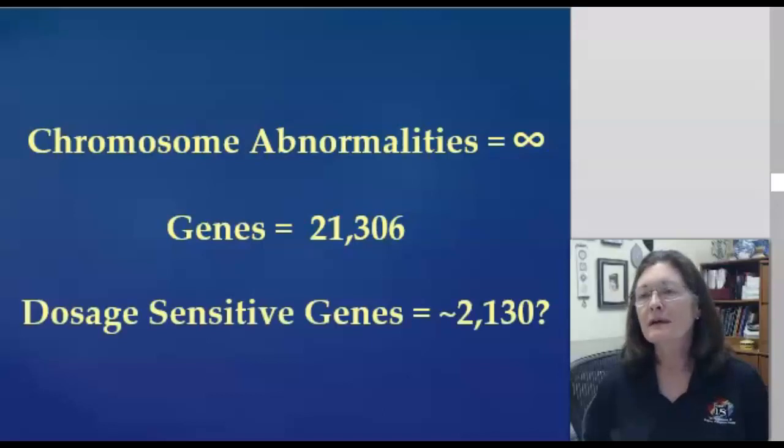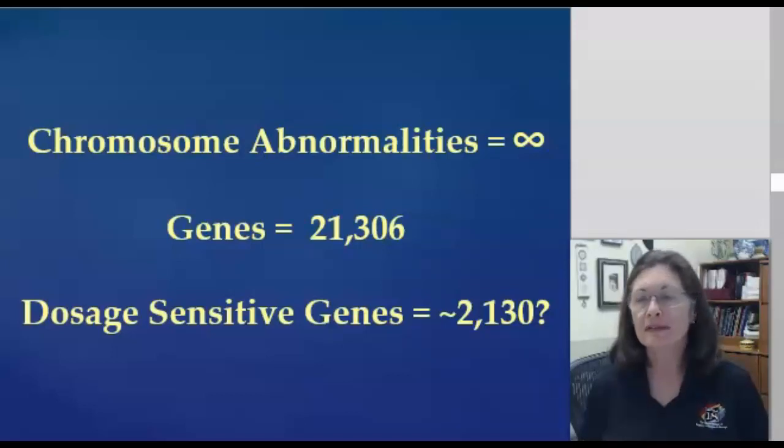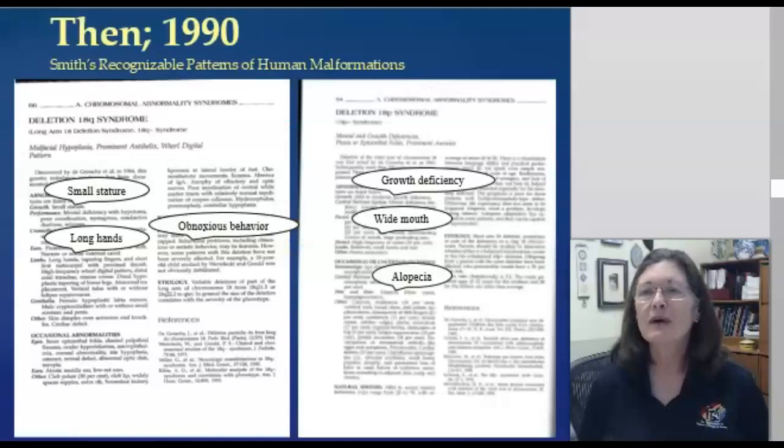And as you've seen in some of the previous videos, we think only 10% of all the genes actually have an impact when you have one copy instead of two, or you have 3 instead of 2, or 4 instead of 2. That means in the whole genome we're really talking about only 2,000 genes. That's not quite as impossible sounding. In fact, it's quite doable.